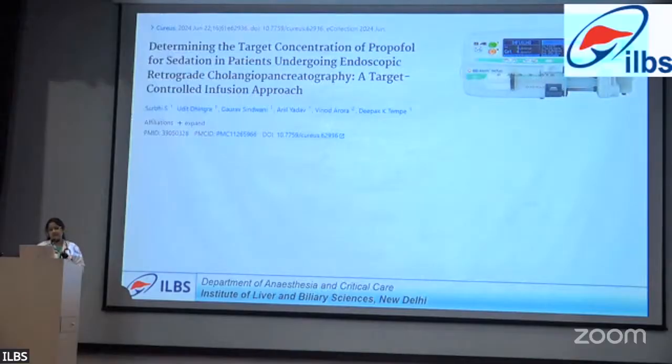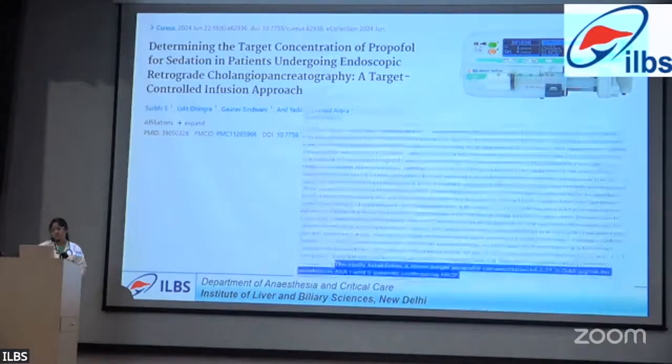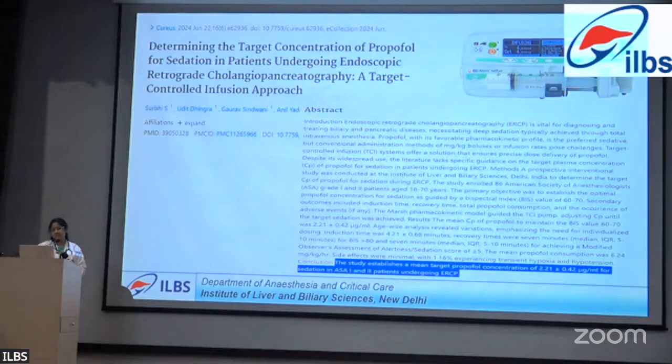Another study was done to see the target concentration of propofol for sedation in patients undergoing ERCP, using a TCI pump. This pump has the ability to maintain the plasma concentration of a drug in a patient when parameters like weight and height of the patient are entered into the infusion pump. This study showed that the mean concentration of propofol was reduced in CLD patients, up to 2.2 microgram per ml for ASA 1 and 2 patients.